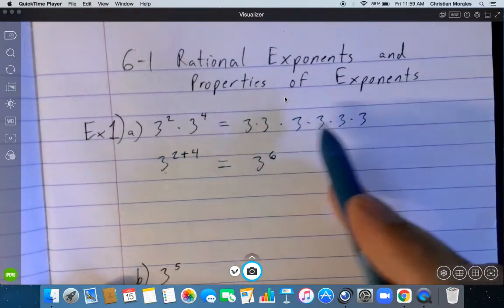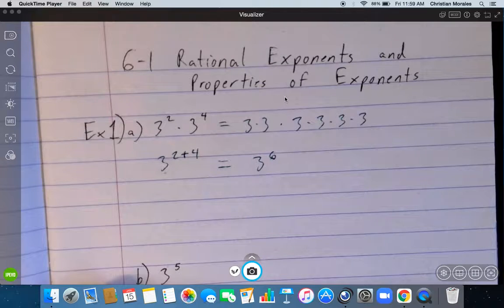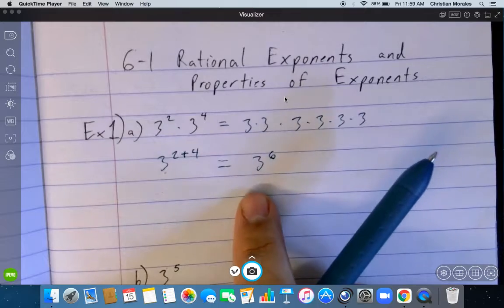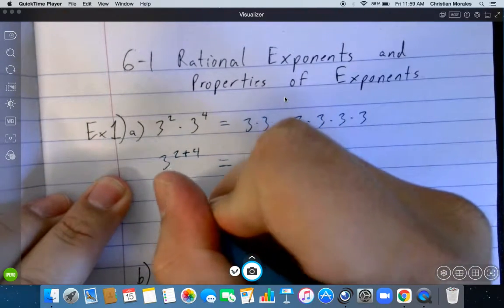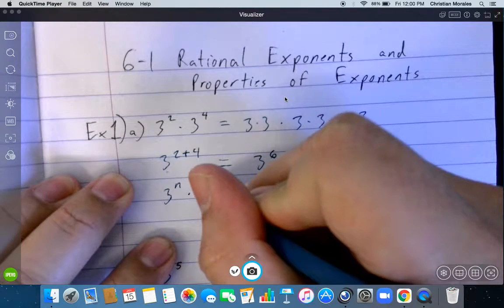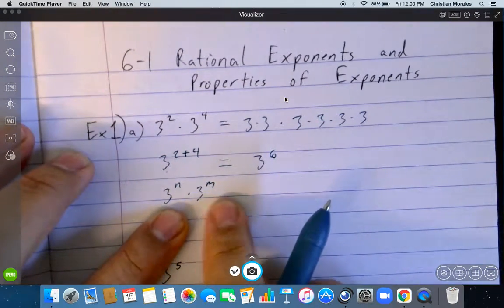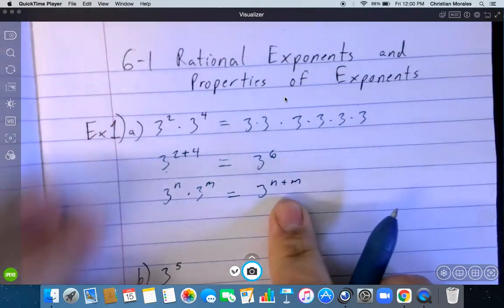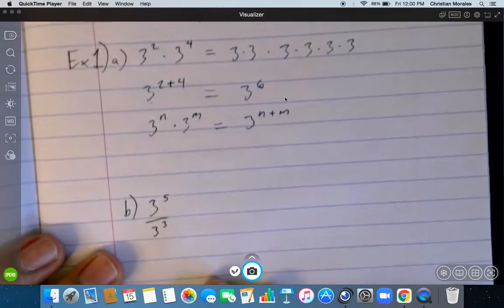3 times 3 times 3 times 3 times 3 times 3. And you get the same answer. So you would just use your calculator and do 3 to the 6th power. Okay? So this is how the shortcut is written. You have that times a different exponent. So what you're going to do is you're going to add your exponents together to get your answer. Okay? All right, now what if you're dividing?